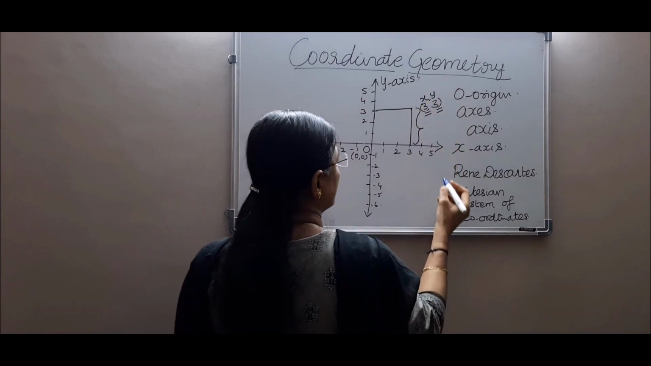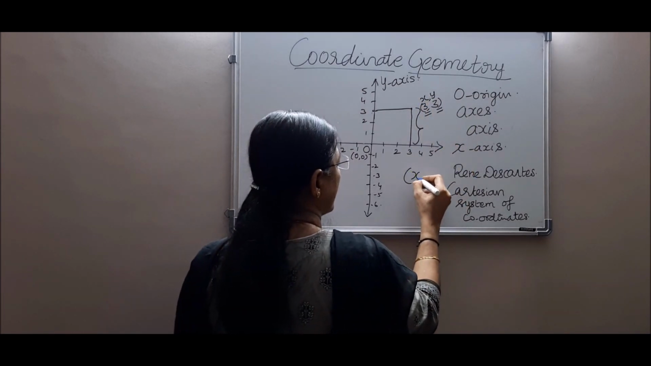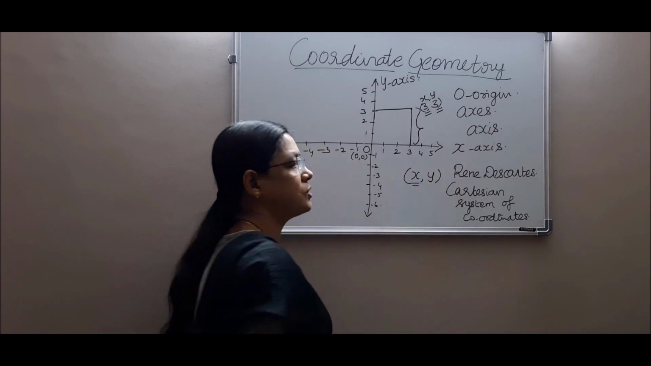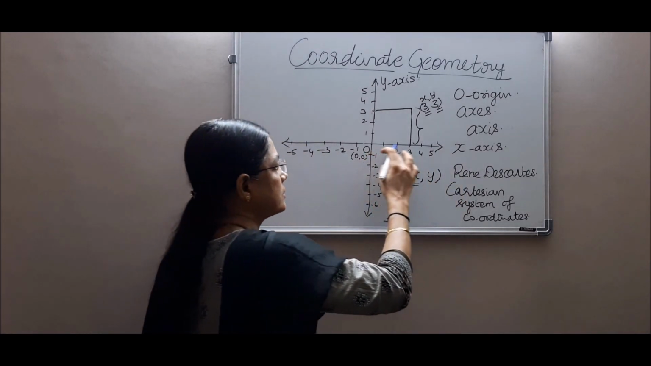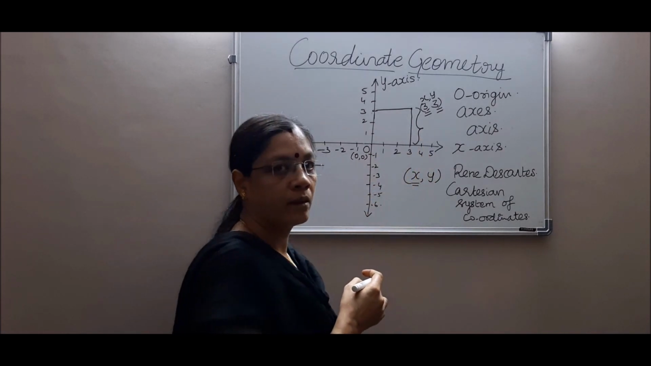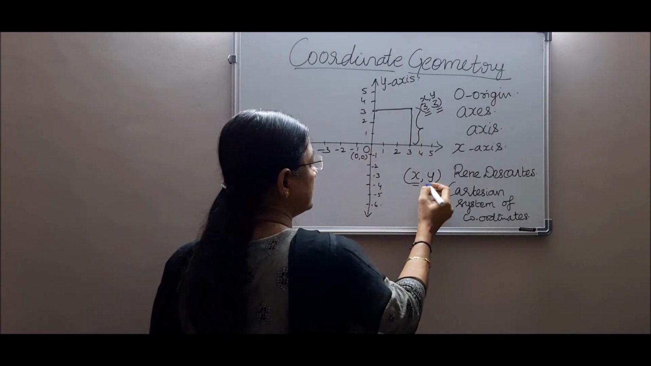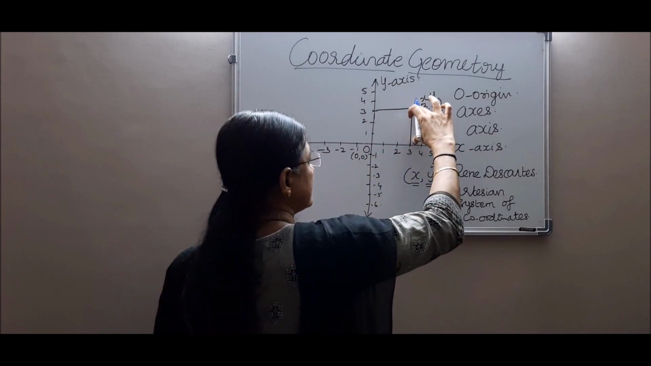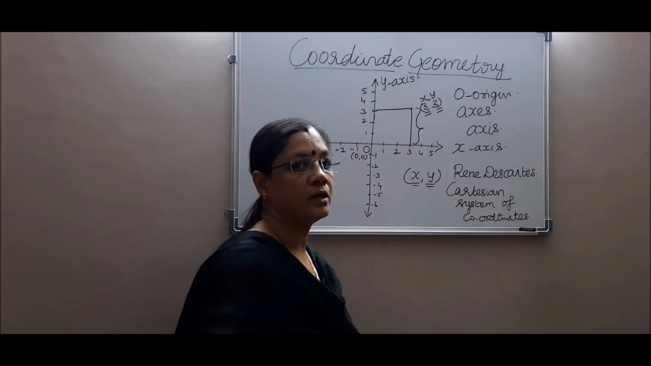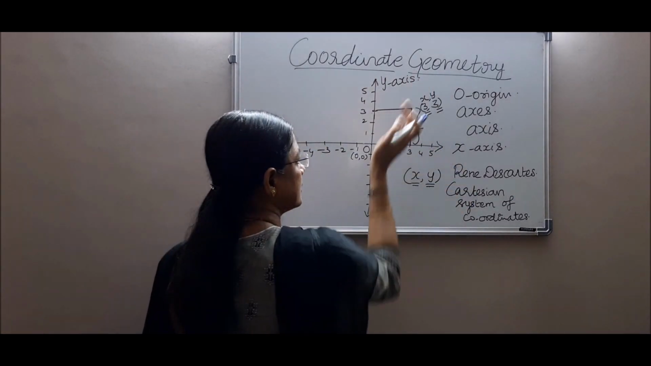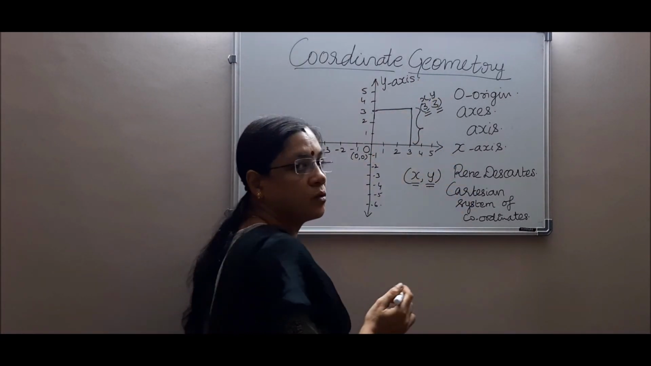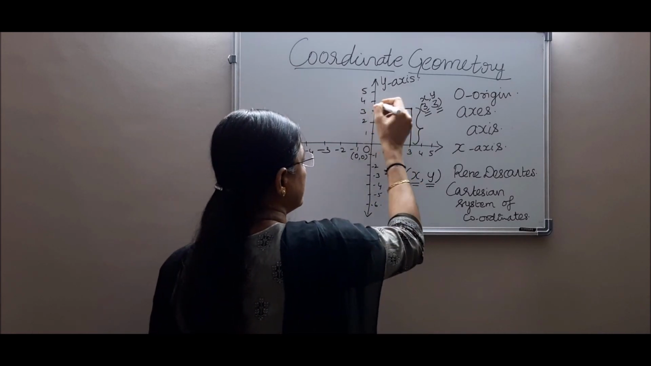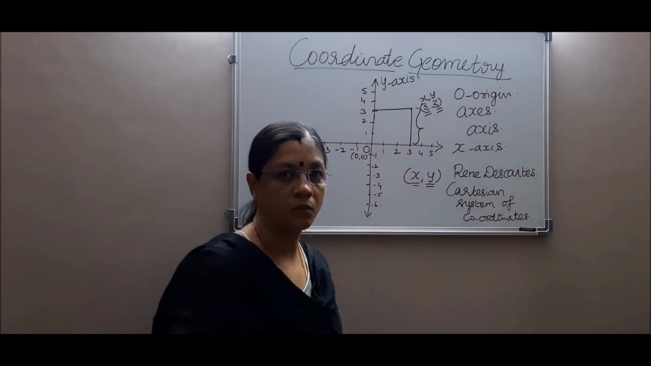So the points are denoted as (x, y). This x represents the horizontal distance of the point from the origin, and this y represents the vertical distance of the point from the x-axis. Okay, so we counted from the origin till what point it reaches, so that is marked here, y.